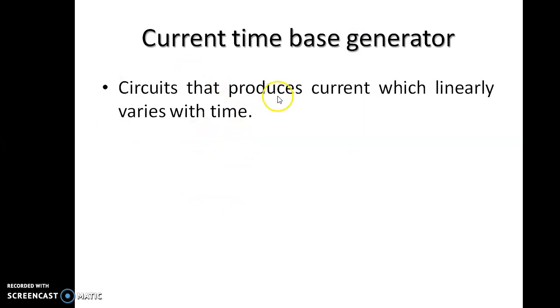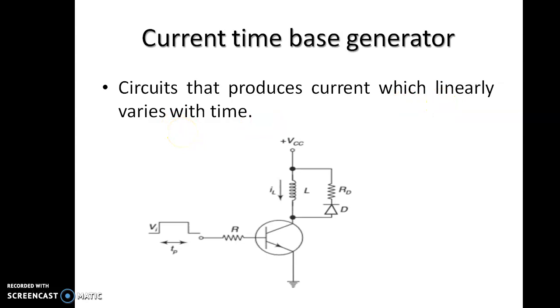Now we can see the current time base circuit. A current time base circuit produces current which linearly varies with time. This is the circuit diagram of a current time base generator, which consists of a transistor, a resistance R, a coil of inductance L, a diode D, and a resistance RD. Now when this portion of the input is applied to this circuit, the transistor remains off, and the current through the coil of inductance will be 0.